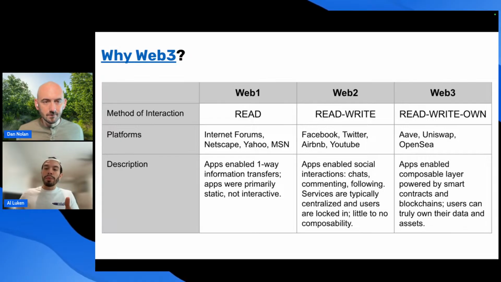And then we have Web3. It kind of merges everything. You can read, you can write, and you can own. You have some platforms like Aave, Uniswap, and OpenSea, which are very Web3 specific platforms. But these apps enabled the composable layer, which is powered by smart contracts and blockchains. So users can truly own their data and assets. In Web3 apps, you can own your assets. You can use a Web3 app today and then take your assets to another Web3 app tomorrow.